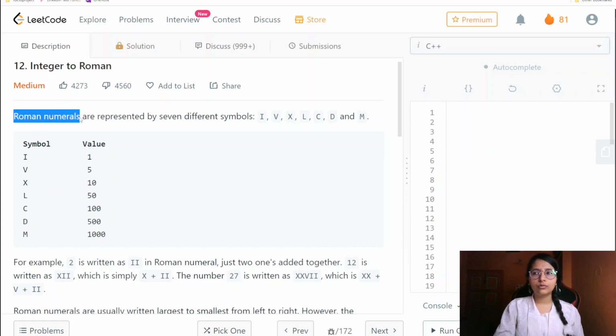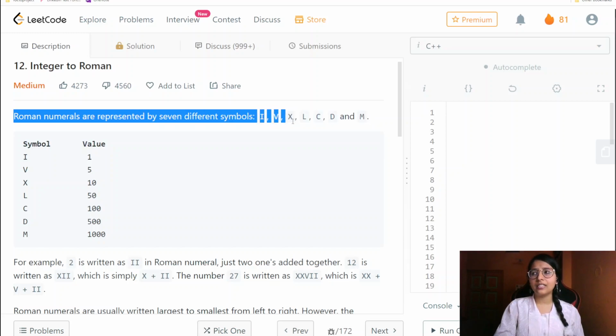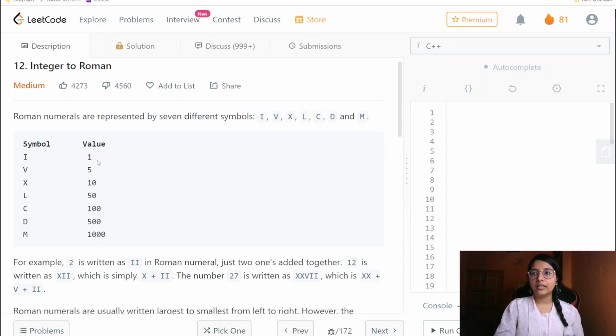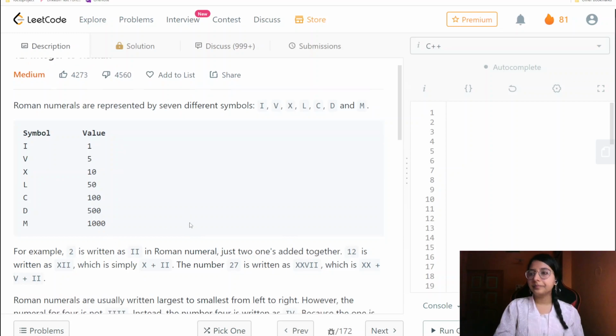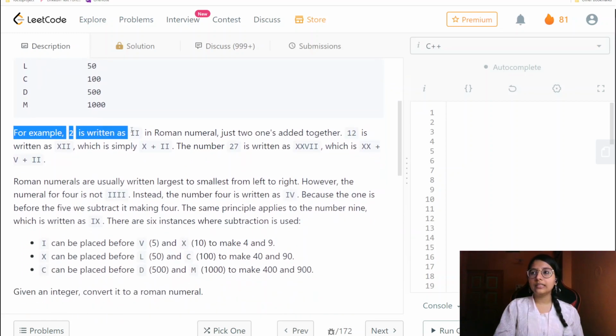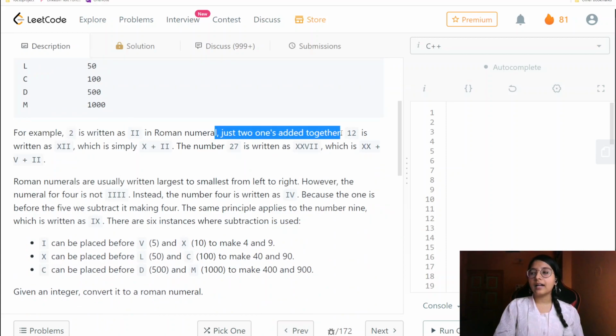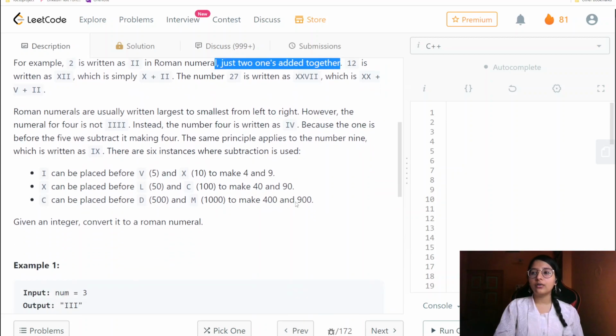Roman numerals are represented by 7 different symbols, which are these, and the value corresponding to each is given here. For example, 2 is written like this in Roman numerals, just two ones added together. So basically, it's all about how Roman numerals are formed. We already know all this because we learned about these things in our elementary classes, like in first, second, third standard. That's all the description given here.